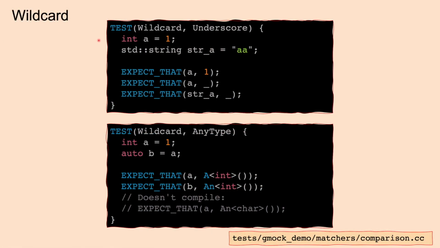Wildcard matchers. A wildcard matcher is simply a matcher that matches anything. And Google Test uses underscore as its notation. So here I define two variables. One is of type integer, one is a string. And I could say expect that a is 1, or I can say expect that a can be anything. So underscore here matches any value that a can have. Similarly, underscore can match any other type such as a string.